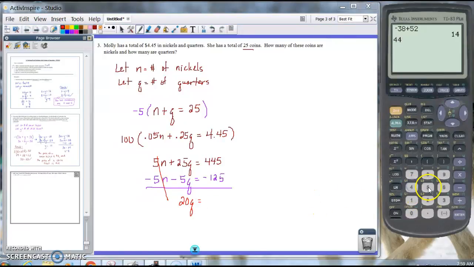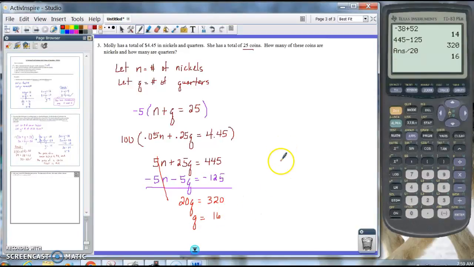So now when I add my equations together, my n's are going to eliminate, and I have 20q is equal to 445 minus 125. That's going to give me 320. And then if I divide that by 20, that gives me 16. So I know I have 16 quarters, which means that n plus 16 is equal to 25, which means I have 9 nickels.